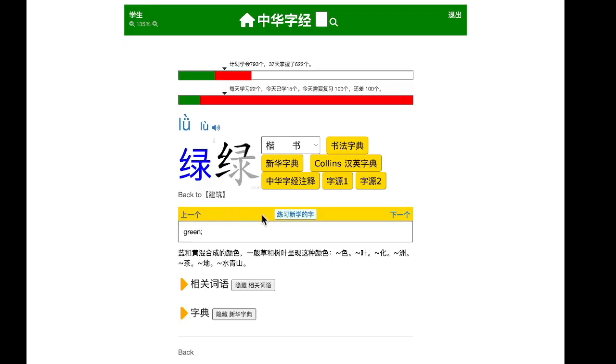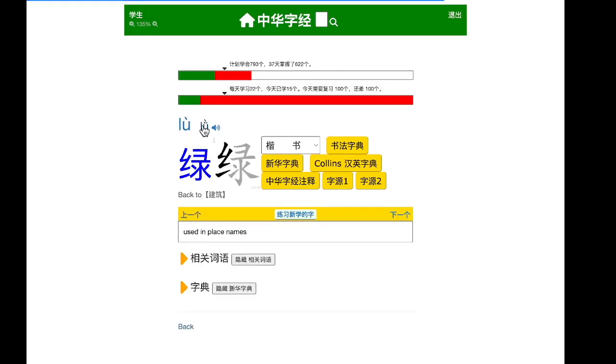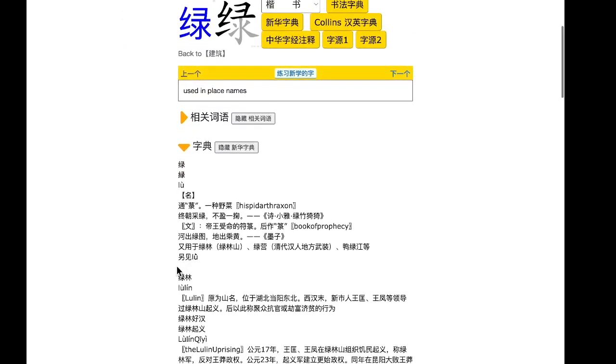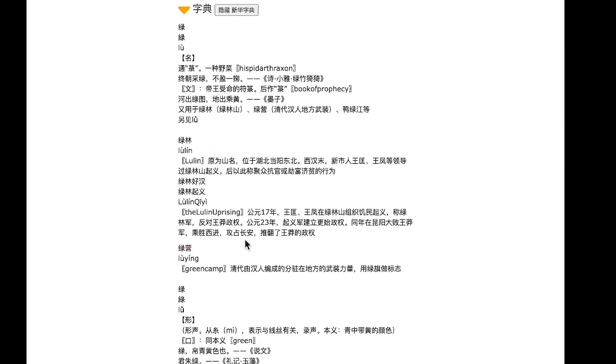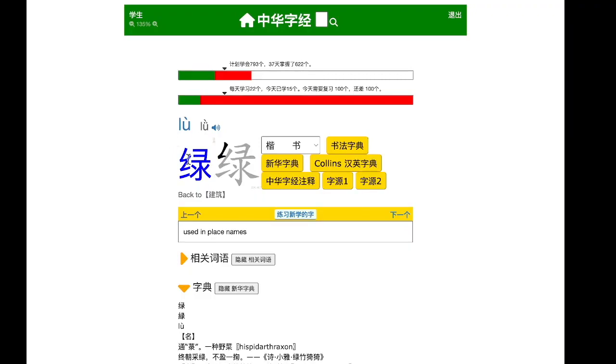绿 means green, the color green. It's also got another pronunciation, 路, but this is only used in the names of places. It doesn't have any meaning by itself. 路 is like in 鹿林. 鹿林 is a place, is a mountain. So in that instance, you don't read it 绿林, it's 鹿林. But just in some of those proper nouns.